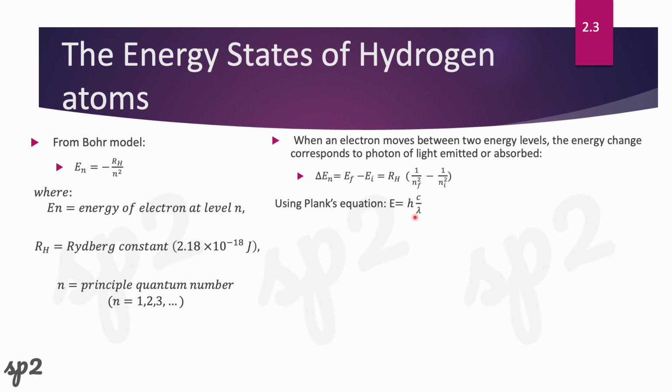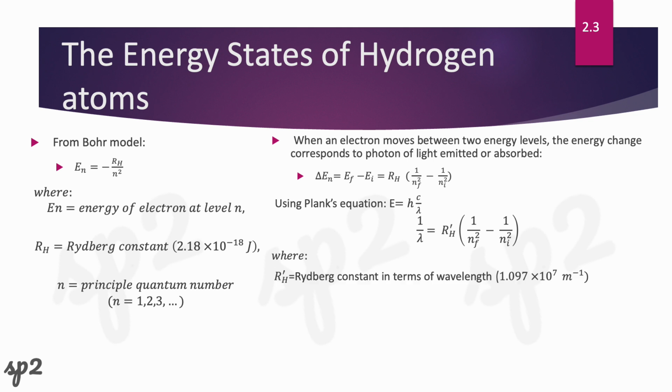Then I'm going to go ahead with Planck's equation and replace my energy by hc over lambda, with a little bit of rearrangement. This gives us the ultimate equation for calculating the wavelength of our transition. And I have this R prime H, which is the Rydberg constant, but in terms of the wavelength.